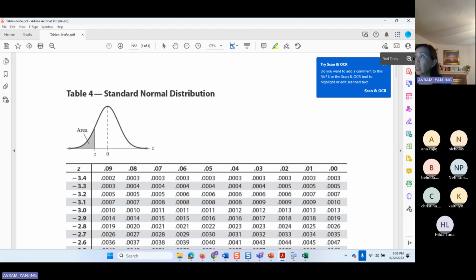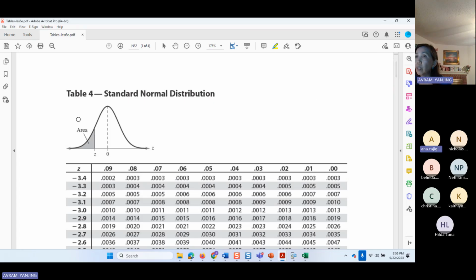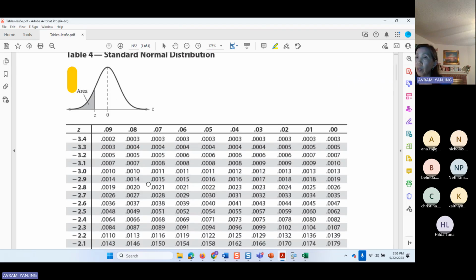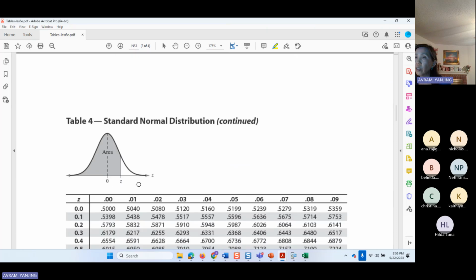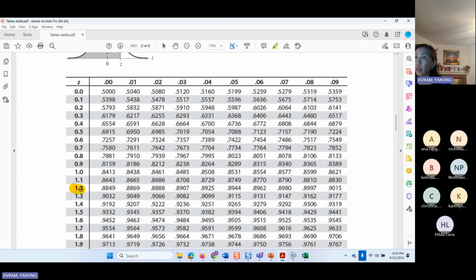Okay, so that is the key or the legend. This one means this is the area to the left. So whatever your z-score is means area to the left. If we have a positive 1.25, I go to the positive one and then the top one for the 0.05. So this is z-score equal to 1.25, and my area to the left will be 0.8944.